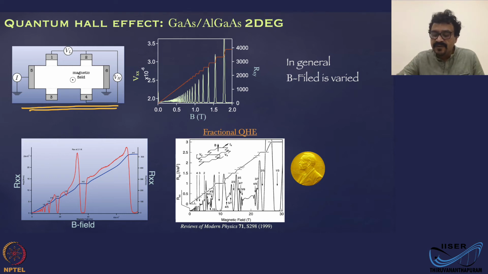Now, at the same time, you are also seeing Vxx, the voltage along the x direction, which is measured across one of these probes in the direction of the current propagation. Okay, and that is also showing oscillation.